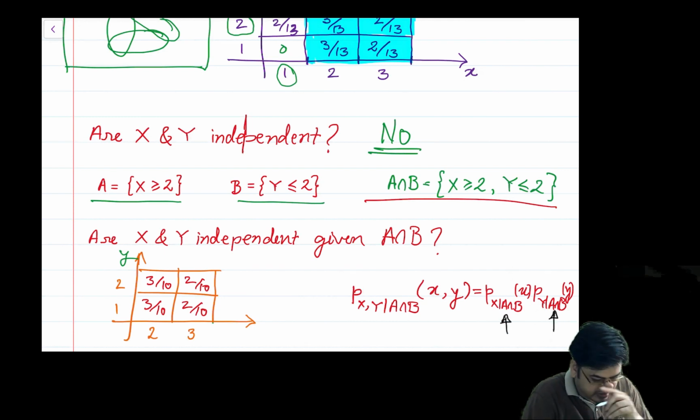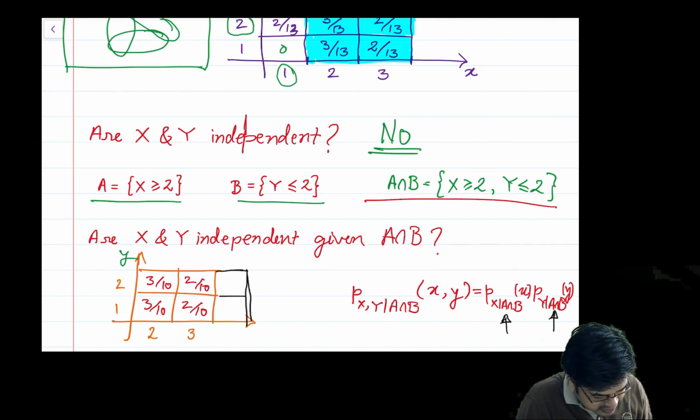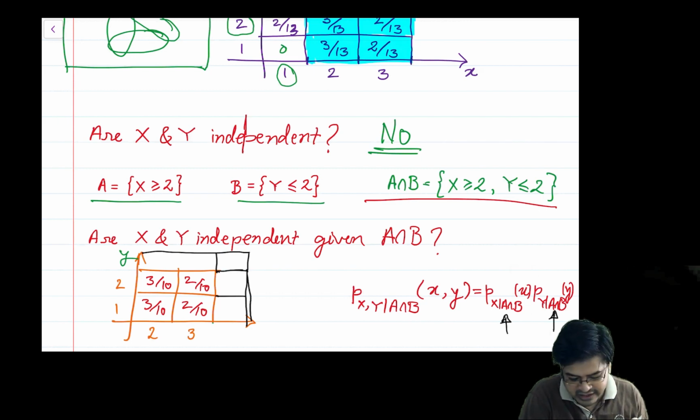So let us try to compute these marginal PMFs first. By this time you must have realized that marginal PMFs are either row sums or column sums. So we will just compute those row sums and column sums and verify whether this is a valid PMF or not.